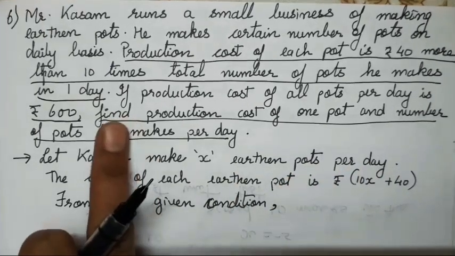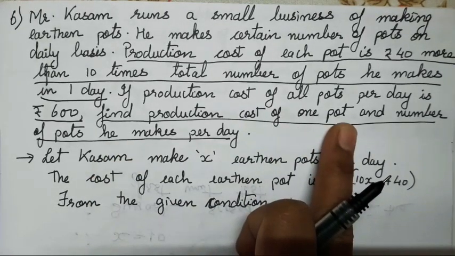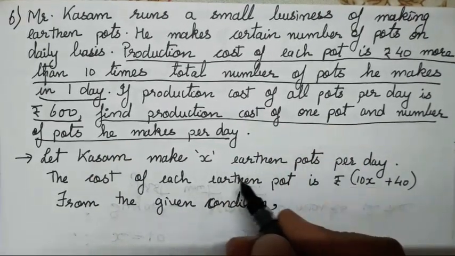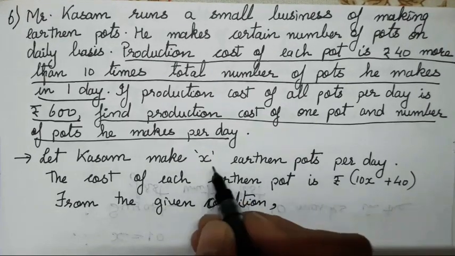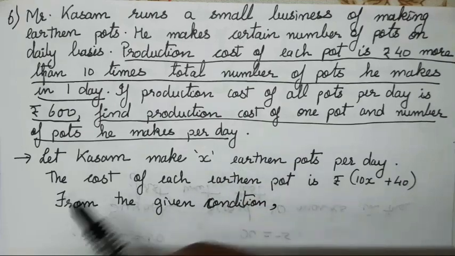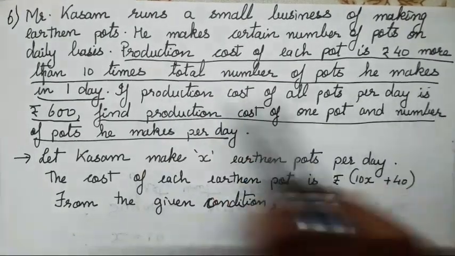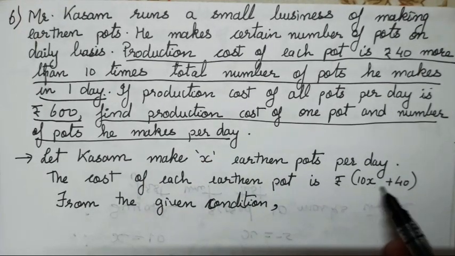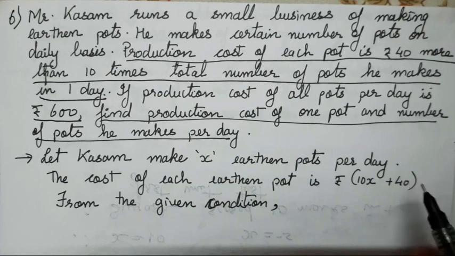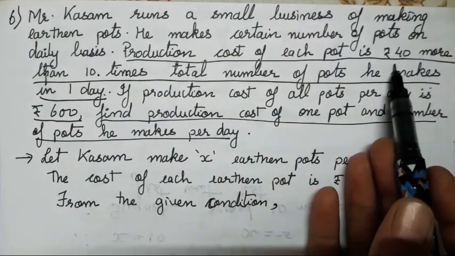So what do we have to find? We have to find the production cost of one pot per day. Okay, so whatever we have to find, we have to suppose it as x, that I have already shown you all in the previous questions also. Now the second equation will be from here. So the cost of each earthen pot is rupees 10x plus 40. Now 10x means 10 times and rupees 40, isn't it?